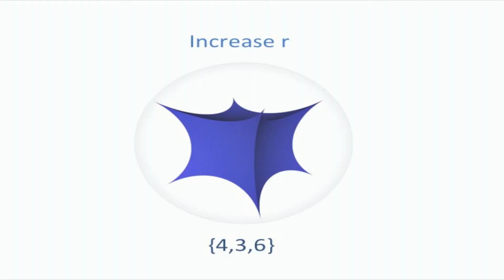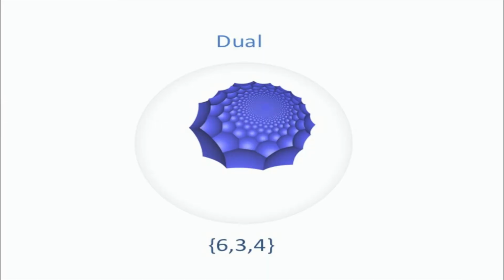So what if we go to 4 3 6? It's interesting: in the 3D case, we're at the ideal case already. If we want to fit six cubes around each edge, we're already ideal. We don't have to go to an infinite number. And the dual looks like this. This is just a single cell of the 6 3 4.